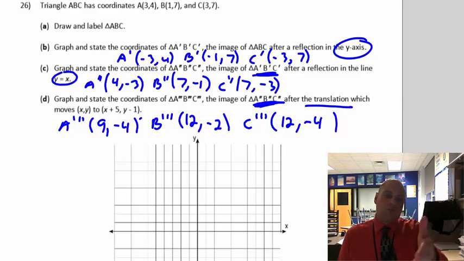All right, so there's all my coordinates. Graph them, make sure you have those graphed, and I will see you for the quiz.